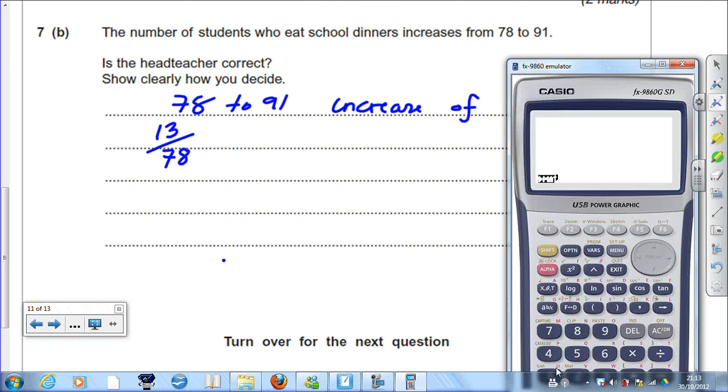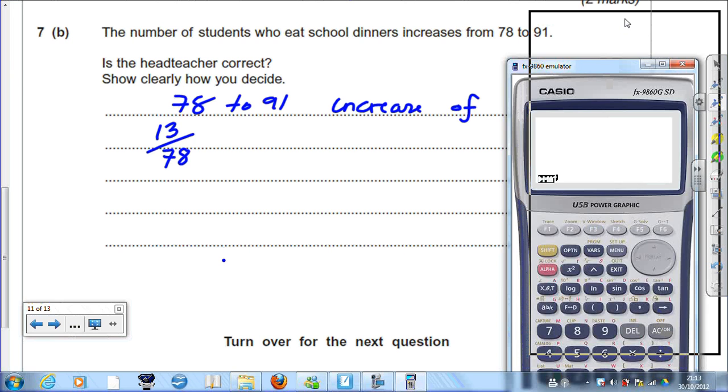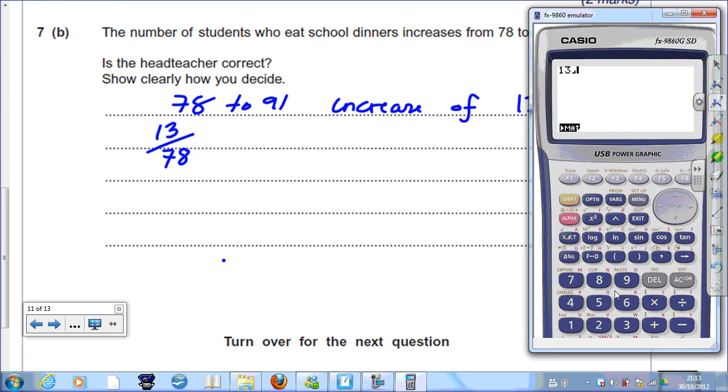So is the head teacher correct? Now we make a statement in English. No, she is not correct. It rose 16.7%. It rose less than that, not 25%.